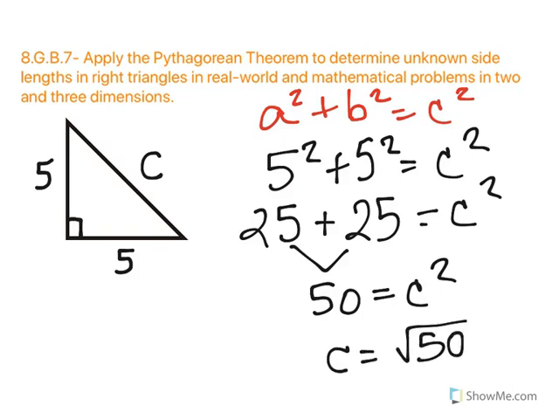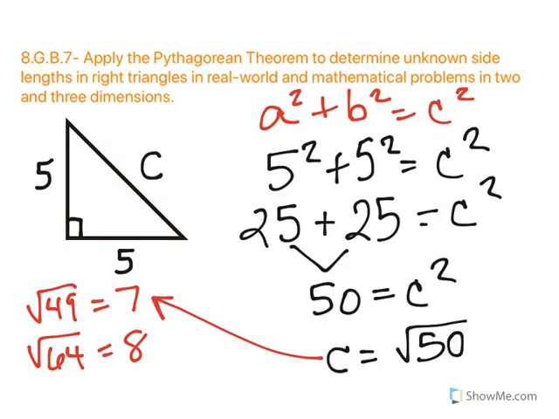But what do we know about the square root of 50? It's not a perfect square. 7 times 7 is 49, and 8 times 8 is 64. But 50 is not going to be a perfect square. So in a previous lesson, when I taught about square roots and cube roots, we learned how to estimate square roots. We know that the square root of 49 equals 7, and the square root of 64 equals 8. And we know that this is a lot closer to 7 than it is to 8 because it's the square root of 50. So we know it's going to be close to that.